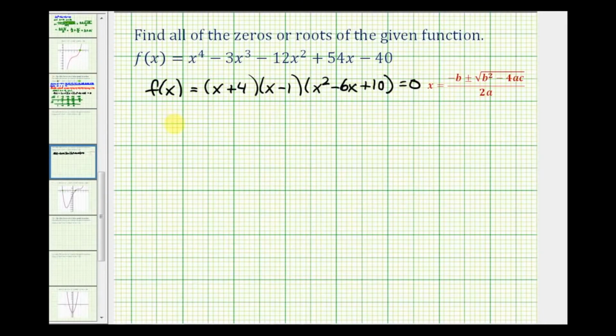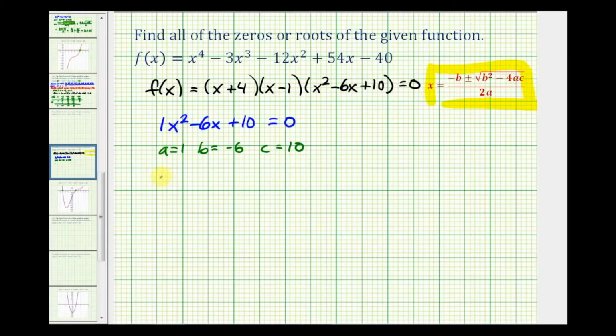So now we want to solve x squared minus 6x plus 10 equals 0. This does not factor. There are no factors of 10 that add to negative 6. So we'll have to apply the quadratic formula, where a is equal to 1, b is equal to negative 6, and c is equal to positive 10. If needed, here's the quadratic formula. Let's go ahead and perform the substitutions.